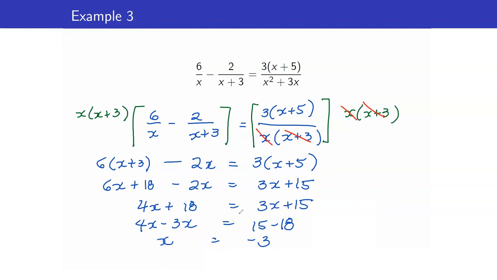But do not forget your last step. Check if it will not make your denominator equal to 0. Notice that when x is equal to negative 3, x plus 3 would be equal to 0. So therefore, we have no solution, or you can also write it this way.